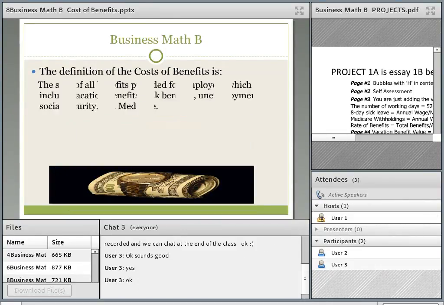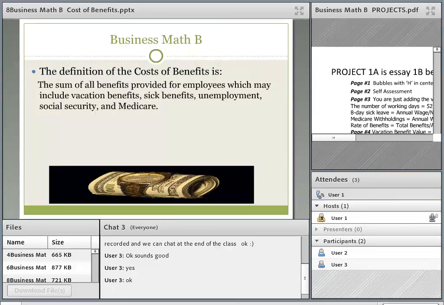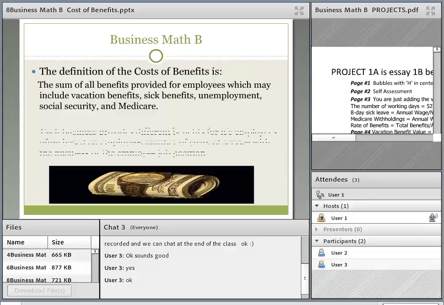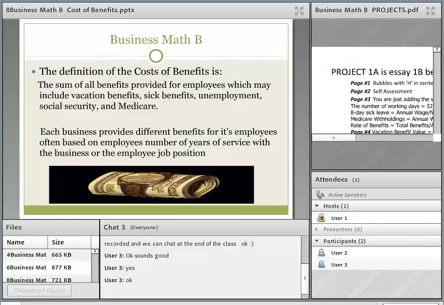The costs of benefits, it's pretty much the sum of all the benefits that an employer gives or provides to their employees. A lot of people don't think about this, but besides your salary, oftentimes they'll pay for your vacation, sick leave, unemployment, Social Security, and Medicare. And each business pays a different portion. Some of them provide different benefits also. You've also probably noticed that your benefits may be based off of your number of years of service or your actual job title or position.